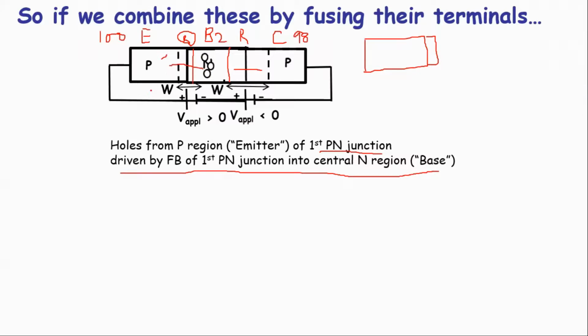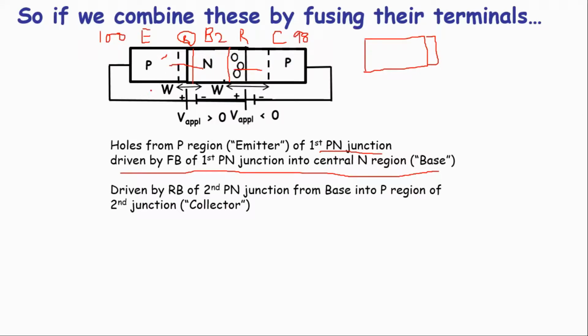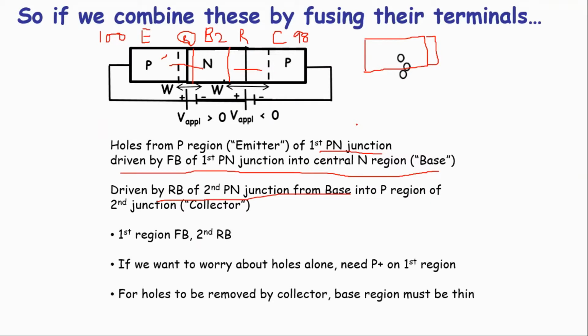Now they will move towards the base. And now you are having reverse bias being applied on the second junction. So these holes will be attracted to this particular thing, the collector. Now the first region is forward bias, the second region is reverse bias. So if you want to worry about holes alone, you need P plus on the first region.